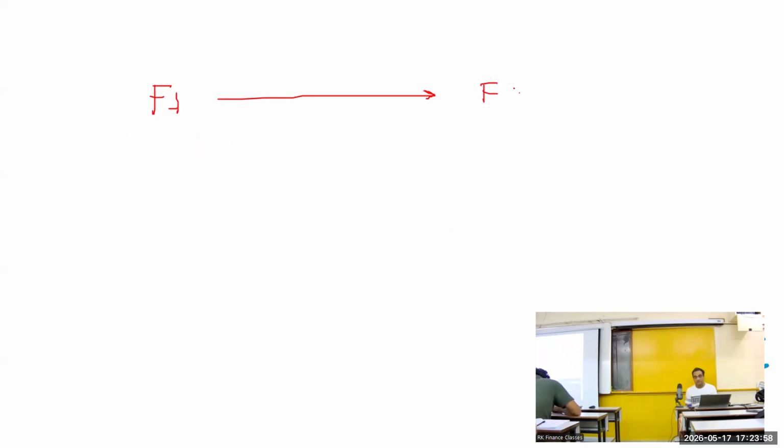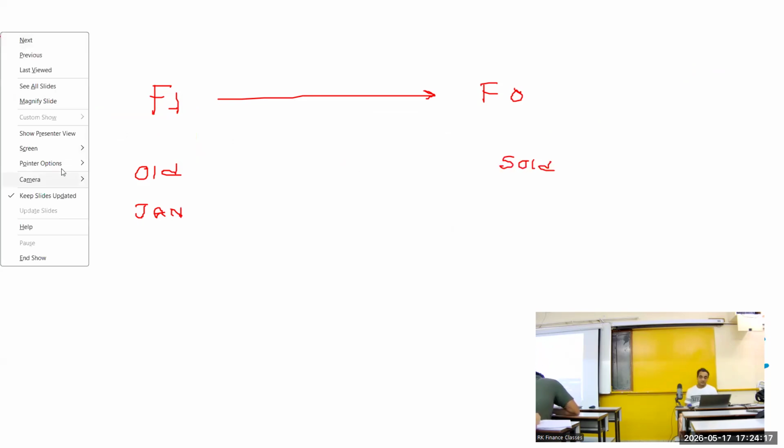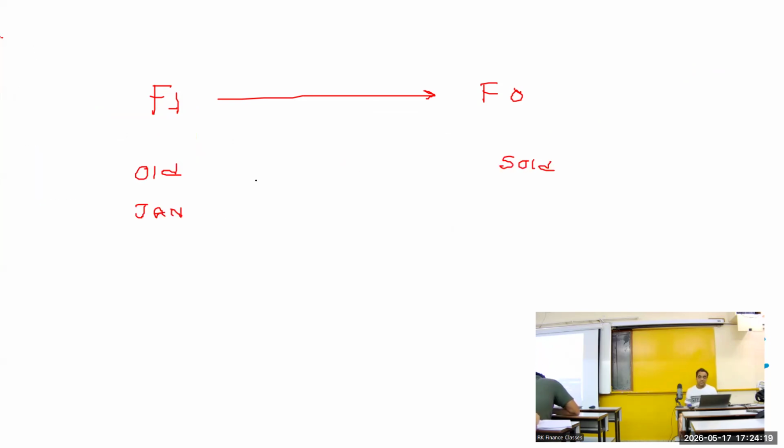FIFO. F stands for first in. First in, I call it old. Old means January, February products, because the year starts, when does the year start? Jan. Good. Jan. And first out. Out means out to the customer, meaning sold. So we call it like old is sold.